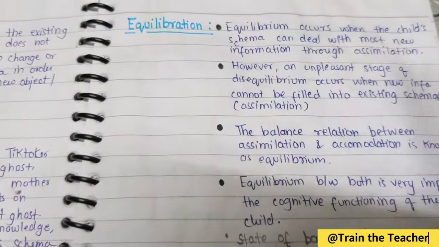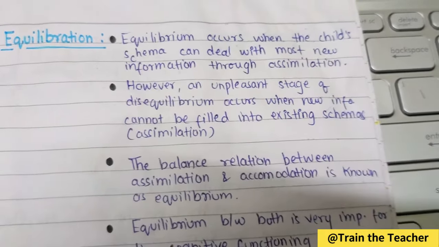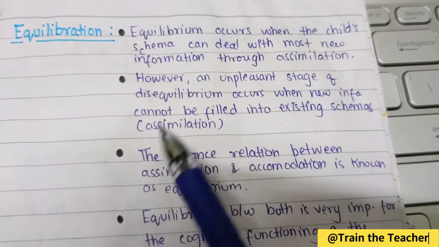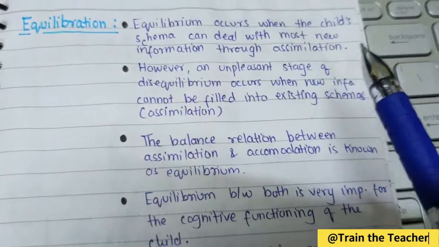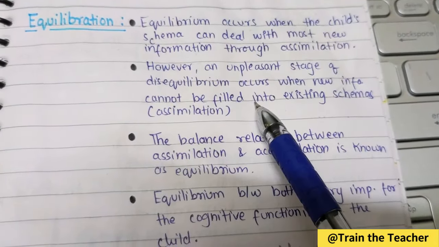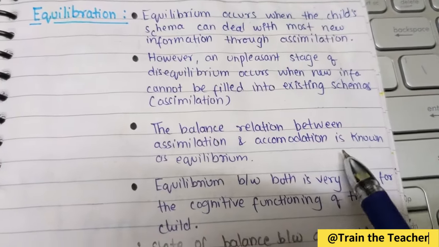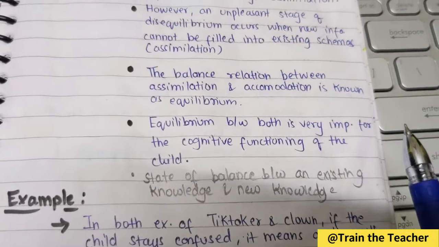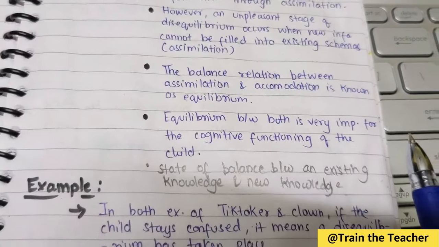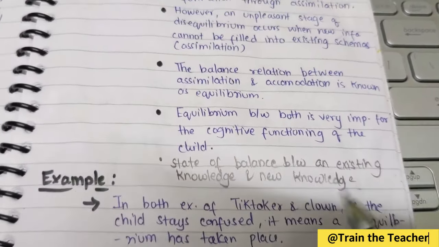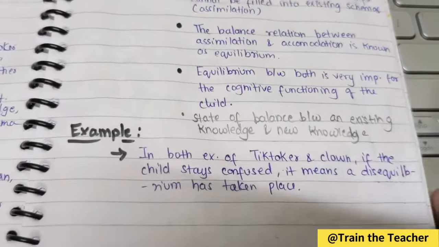The last one is equilibrium. Equilibrium occurs when the child's schema can deal with most of the new information through assimilation. However, an unpleasant stage of disequilibrium, disbalance, occurs when new information cannot be fitted into existing schemas. The balanced relation between assimilation and accommodation is known as equilibrium. Equilibrium between both is very important for the cognitive functioning of the child, and equilibrium means state of balance. In short, state of balance between existing knowledge and new knowledge.